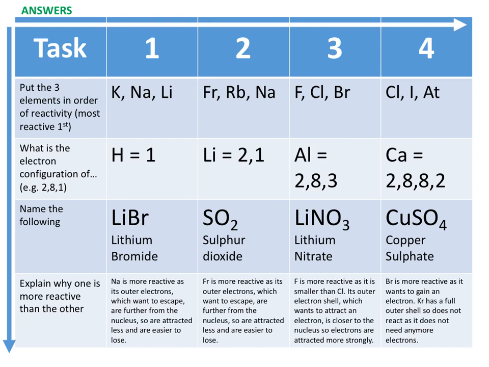So, putting the 3 elements in order of reactivity. If they're in group 1, reactivity would increase as we go down the group. So the most reactive would be further down the group. In this instance, for this first one up here, potassium is more reactive than sodium, that's more reactive than lithium. If it's in group 7, remember that it's more reactive up the top, so that's why fluorine is more reactive than chlorine, which is more reactive than bromine, for example.